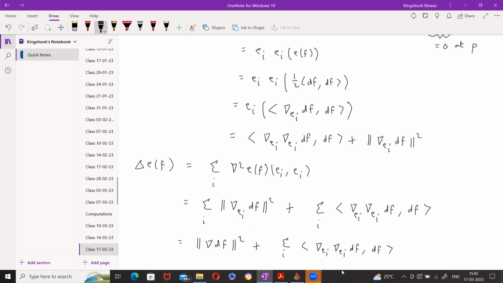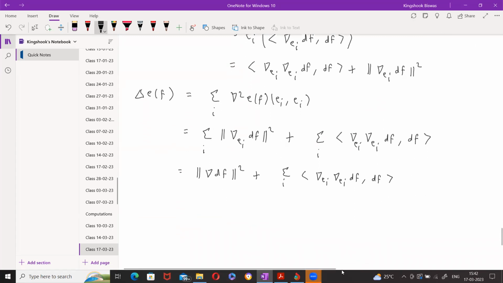So this is my definition of nabla df squared. It's just this sum. What you can check is that this is independent of the choice of orthonormal basis, so this is actually an intrinsic norm squared. All right, so I get the first term in the Bochner-Weitzenböck formula. All I have to show is that this sum is equal to the sum of the other three terms in the Bochner-Weitzenböck formula.